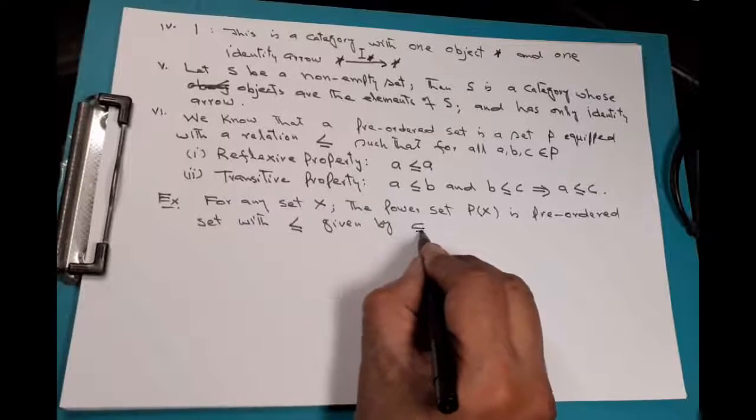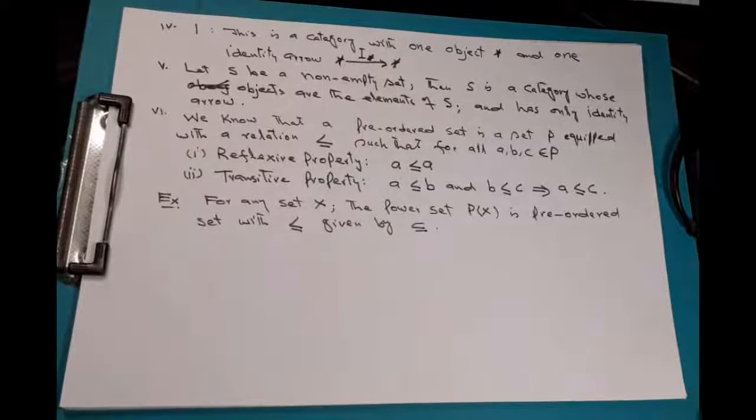This is given by this relation, inclusion. In fact, Px is a partially ordered set, but we know that every partially ordered set is a pre-ordered set, because if you include the condition of anti-symmetricity in the definition of pre-ordered set, it will become a partially ordered set. And if from a partially ordered set you drop this condition of anti-symmetricity, you can call it a pre-ordered set. So every partially ordered set is a pre-ordered set. So power set Px is a pre-ordered set.